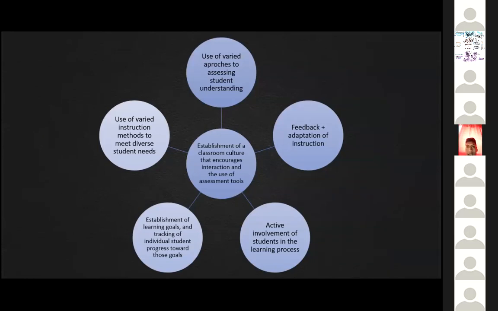Okay, here I have some recommendations for a good assessment. For example, the first one is the use of varied approaches to assessing a student's understanding. Feedback plus adaptation of instruction, active involvement of students in the learning process, establishment of learning goals, and tracking of individual student progress toward those goals. Use of varied instruction methods to meet diverse students' needs. Thanks.